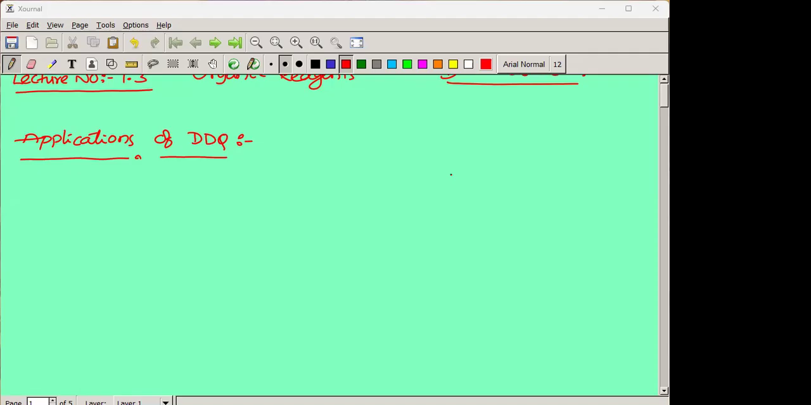And also we discussed introducing a carbonyl group at allylic and benzylic positions. I think that will be completed, right? Introducing a carbonyl group at allylic and benzylic positions. Is it completed or not completed? Yes, sir, completed. One example with mechanism, that will be completed, right? Yes, sir.